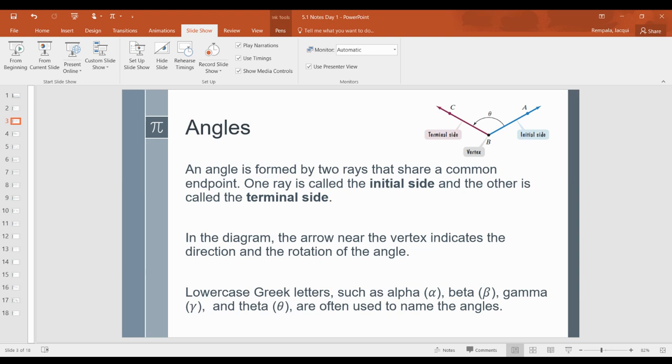Also, notice how the arrow is starting with the movement. It's starting on the initial side, and then it's going towards the terminal side. That's important. It will always start the movement on the initial side.